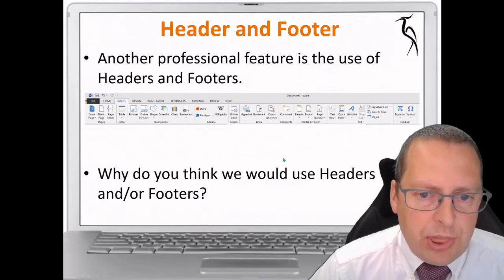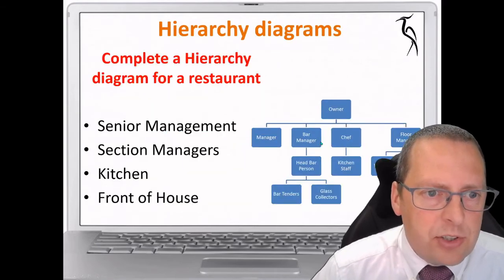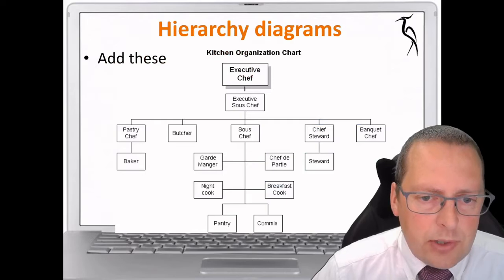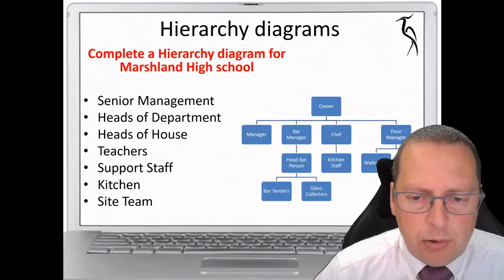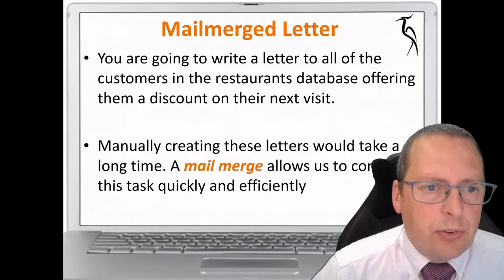That bit we've gone through from the last lesson, so I'm going to race through this bit to get to the mail merge section. If you haven't done your hierarchy and your recipe, your menu, you can go back and complete that at the end. And then we're just moving on to the mail merge letter.